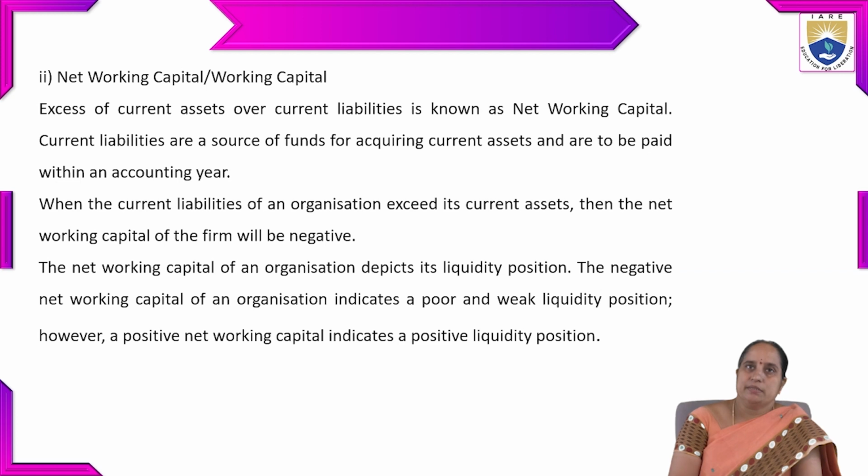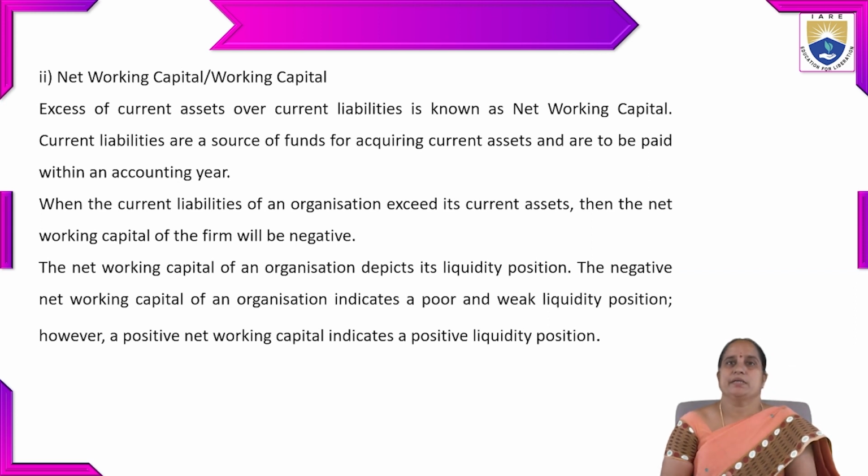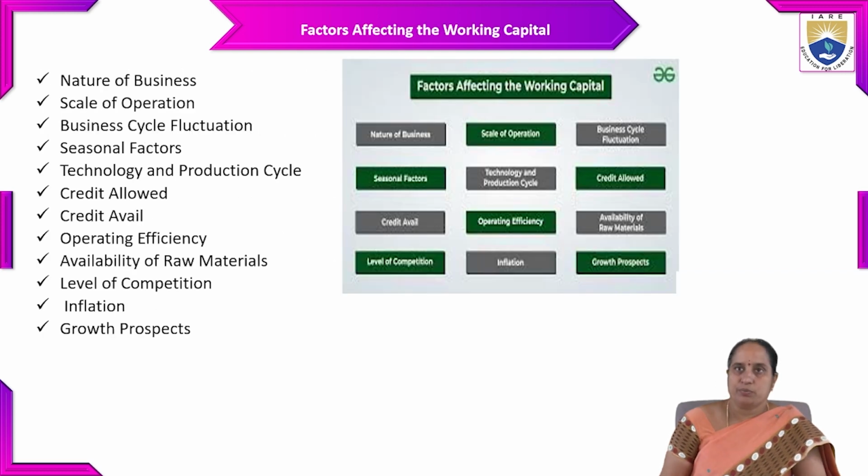When the current liabilities of an organization exceed its current assets, then the net working capital of the firm will be negative. The net working capital of an organization depicts its liquidity position. Negative net working capital indicates a poor and weak liquidity position. However, a positive net working capital indicates a positive liquidity position. Based on the liquidity position, we can also analyze the financial performance of a company.